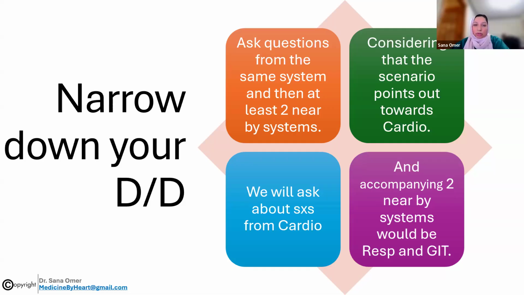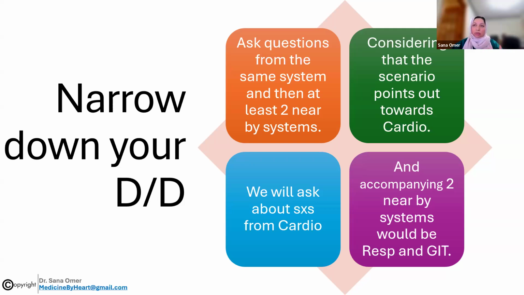You will be asking some questions in the history of presenting illness. Usually, I tell my students to ask questions from the same system and at least two nearby systems. If you know the differential diagnosis, then you can ask specific symptoms of that disease. For example, a young patient coming with chest pain, you're suspecting pulmonary embolism or pneumothorax, things that can show up in a younger age group rather than older ones. For a 40-year-old male smoker, a few things will come on top of the list. So what questions to ask in that regard?